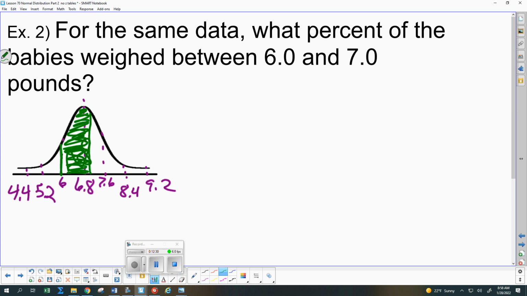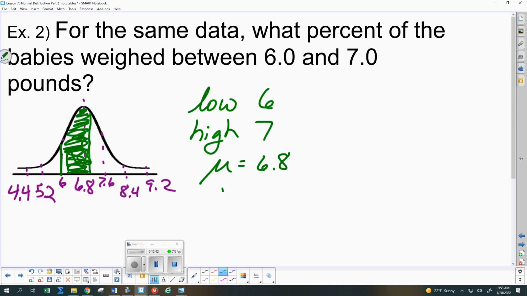This time on our calculators, we're not going to use the default. We need to change it to a low. The high will be 7. The mean will still be 6.8. The standard deviation will still be 0.8. And I would like for you to punch that in on your calculators and let me know what percent you come up with. What did you get?